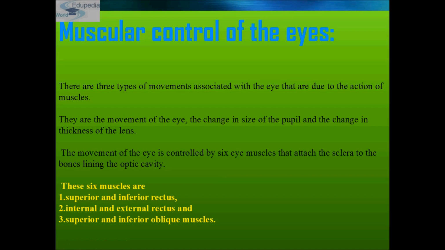The movement of eye is controlled by 6 eye muscles that are attached to the sclera and to the bone lining the optic cavity. And these 6 muscles are superior and inferior rectus, second is internal and external rectus, and third is superior and inferior oblique muscles. So let's see its diagram.